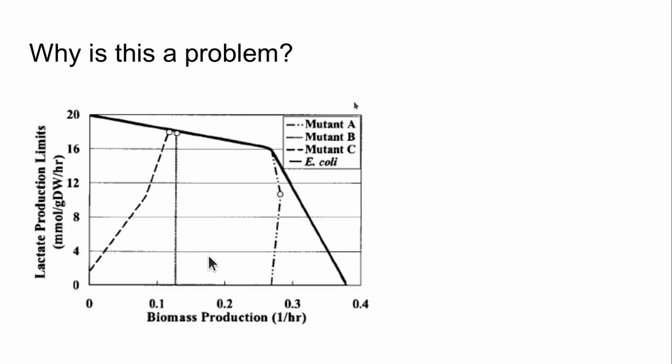And that's a problem, because if we just do OptKnock, all it will return to us is this point. It will tell us what the mutant is. It's going to give us this point with a biomass production and a lactate production. And we're not going to be able to tell right off the bat that this is a valid solution for the cell as well, and a possible outcome of our mutant. So how do we deal with this?